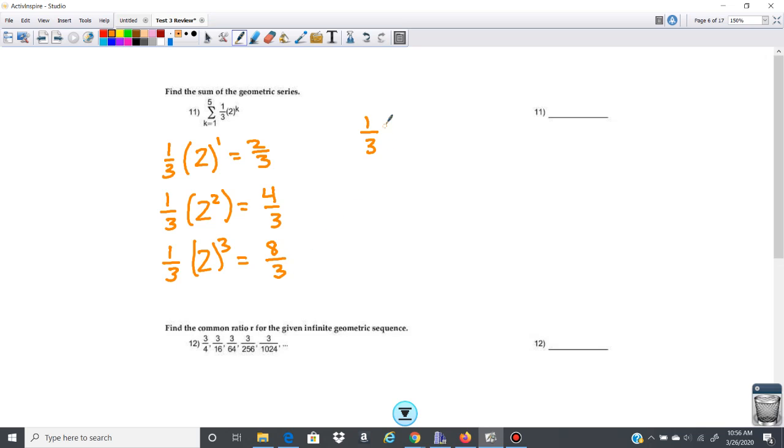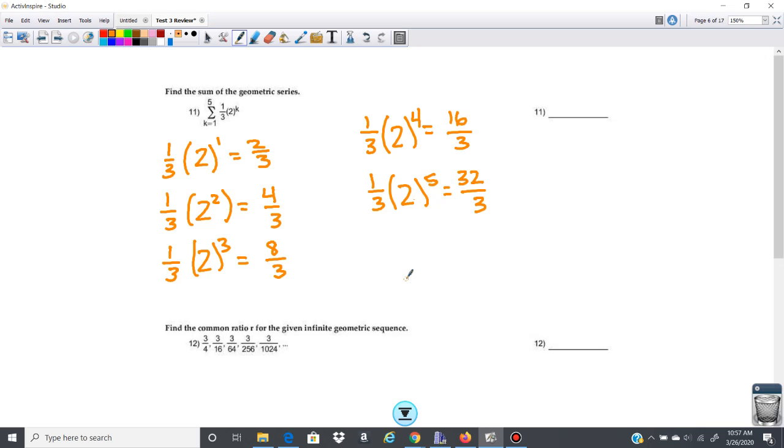1/3 times 2 to the fourth. 2 to the fourth is 16, so that's going to be 16/3. And then 1/3 times 2 to the fifth, that's 32, so 32/3.